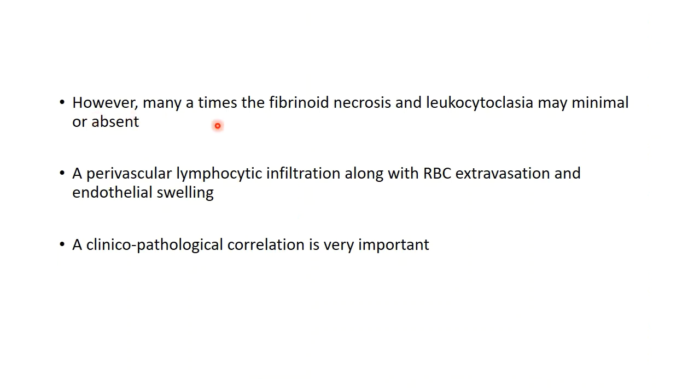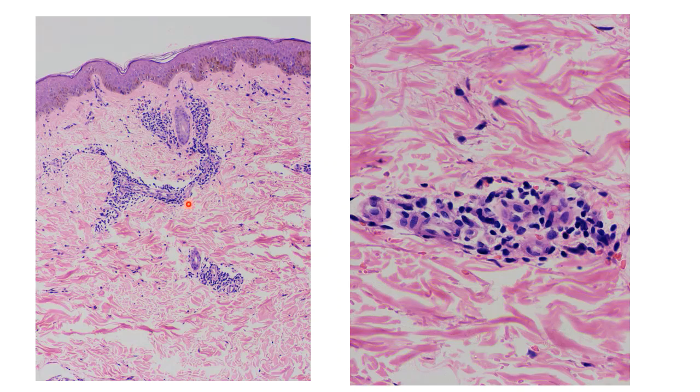However, many times the fibrinoid necrosis and leukocytoclasia may be minimal or absent. A perivascular lymphocytic infiltration along with RBC extravasation and endothelial swelling favors urticarial vasculitis. So a clinicopathological correlation is very important. So it is a case of urticarial vasculitis. Here we can see the moderate degree of perivascular inflammation. These are the lymphocytes around the capillaries and RBC extravasation. So it is a case of urticarial vasculitis.